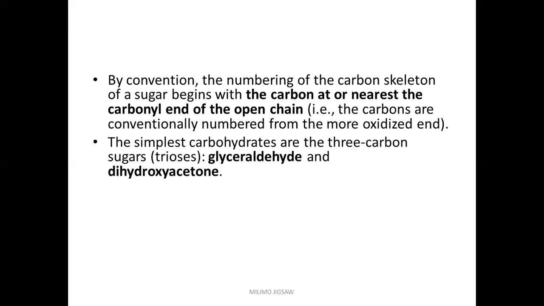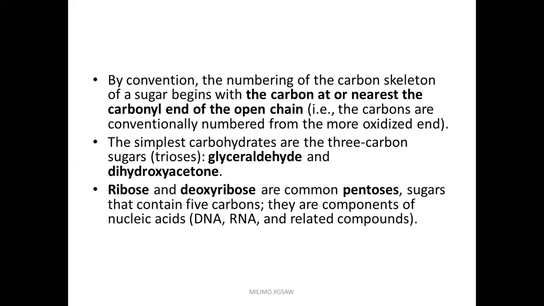So we have what are called trioses. Trio means 3. So these are the simplest carbohydrates that we have, the trioses. It simply means that they have 3 carbon atoms. So the examples we have are glyceraldehyde and dihydroxyacetone. And then we also have the pentose sugars.